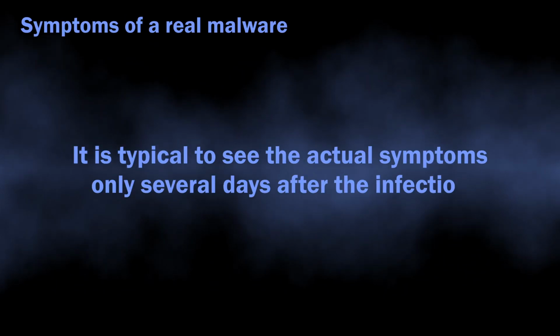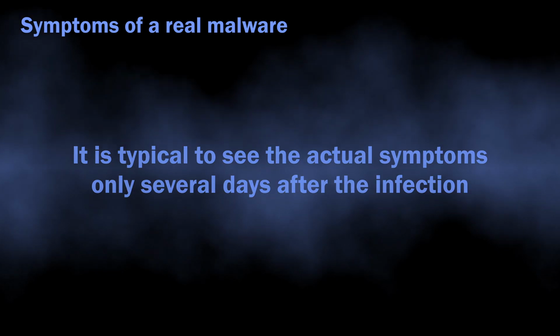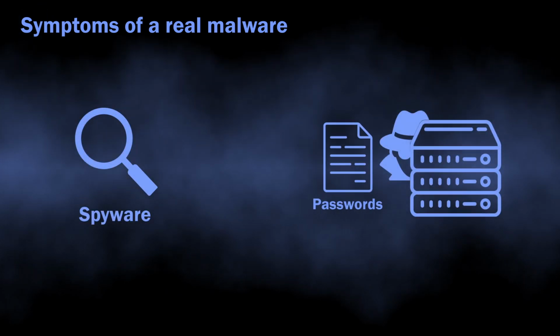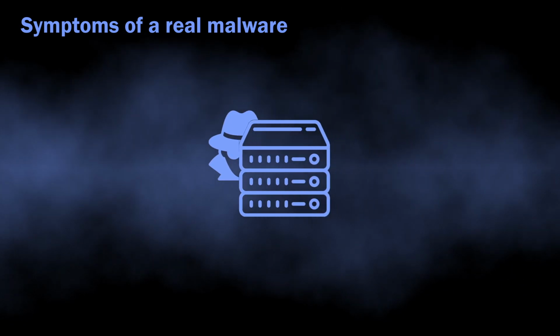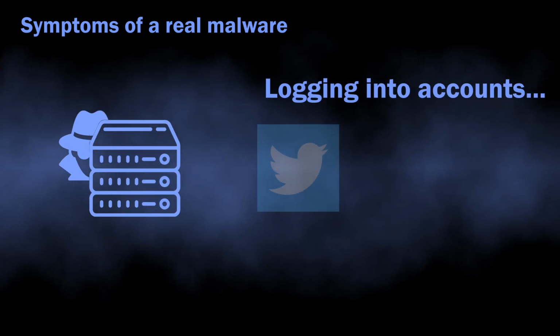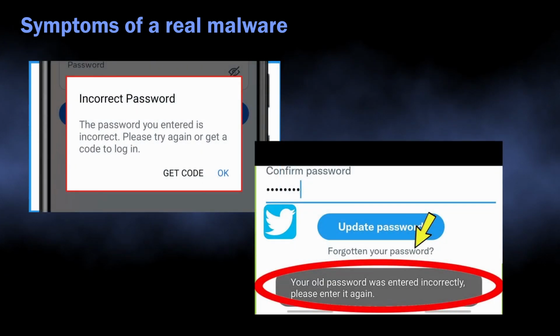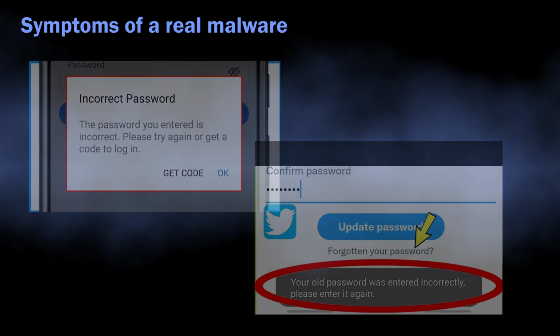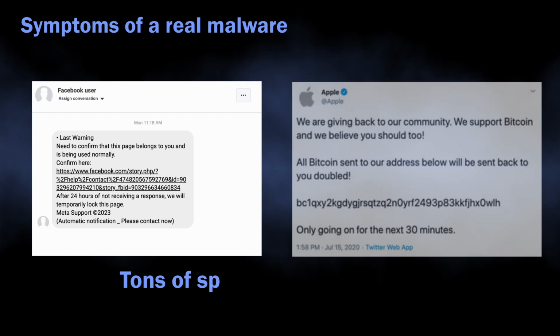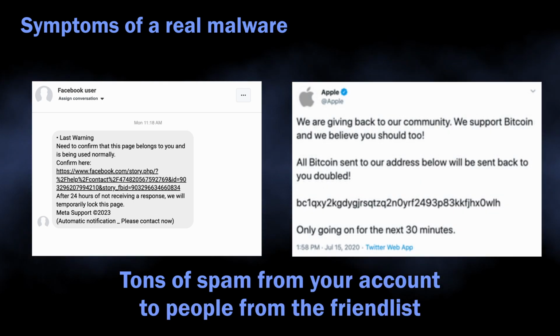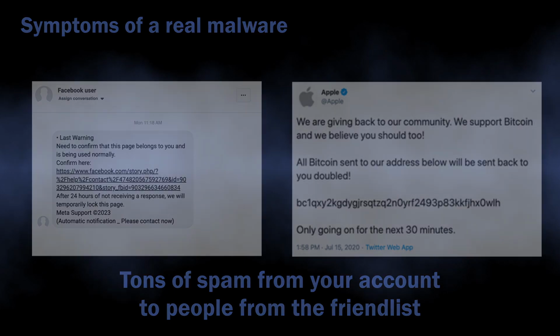Typical symptoms of such malware appear with a delay of 2 or 3 days after the infection, even though the malware does its dirty job immediately after being injected into the system. It just takes several days for hackers to start abusing the leaked account. Most definite signs of this are your online accounts being inaccessible due to the incorrect password, or hundreds of spam messages being sent from your account to all the people you've ever had a conversation with.